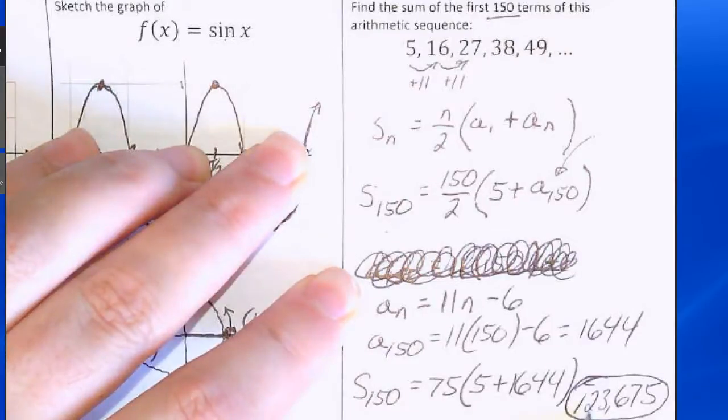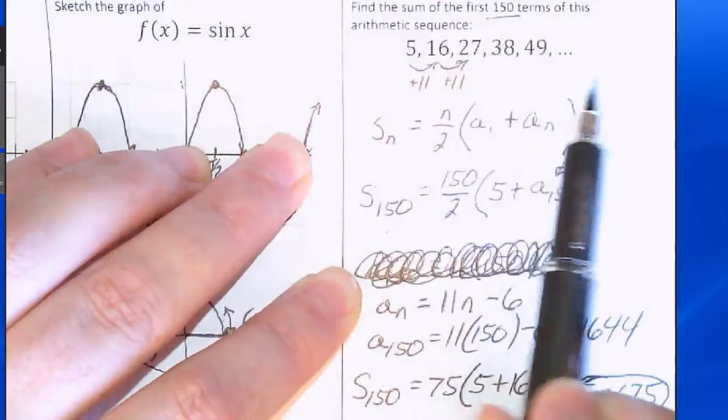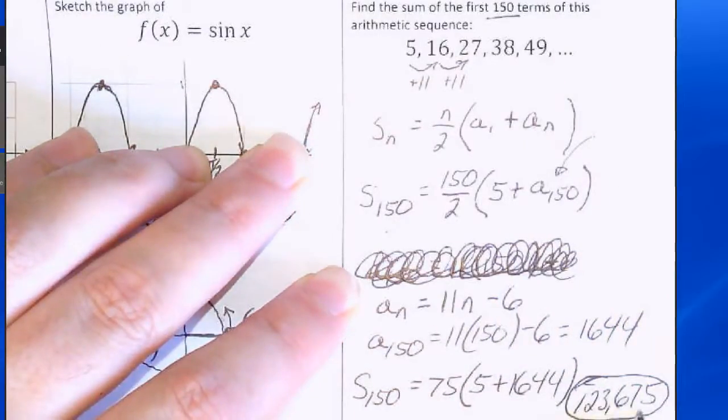This results in 123,675. Aren't you glad we didn't have to actually figure out all 150 numbers and then add them together? Look how large of an answer it turns out to be.